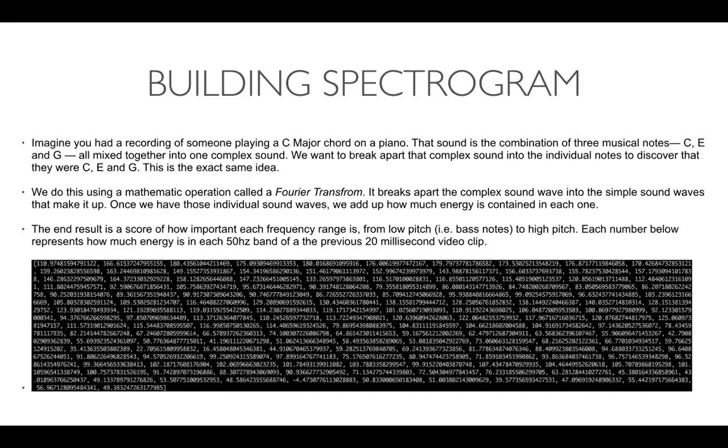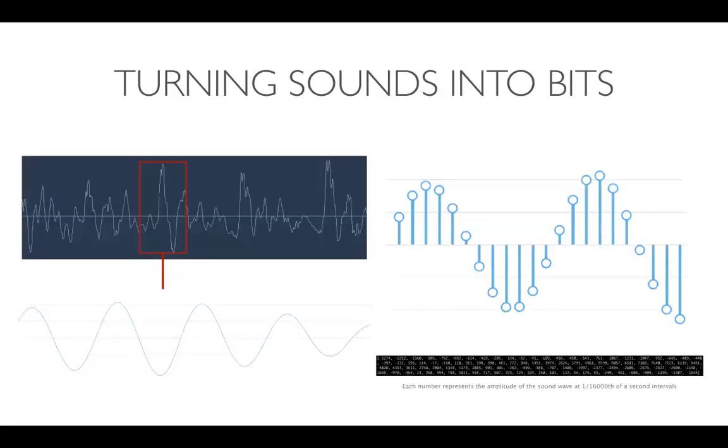How do we do this? We do this using a mathematical operation called the Fourier transform. It breaks apart the complex sound wave into the simple sound waves that make it up. Once we have those individual sound waves, we add up how much energy is contained in each one. The end result is a score of how important each frequency range is, from low to high. Each number below represents how much energy is in each 50 hertz band of the previous 20 millisecond audio clip.